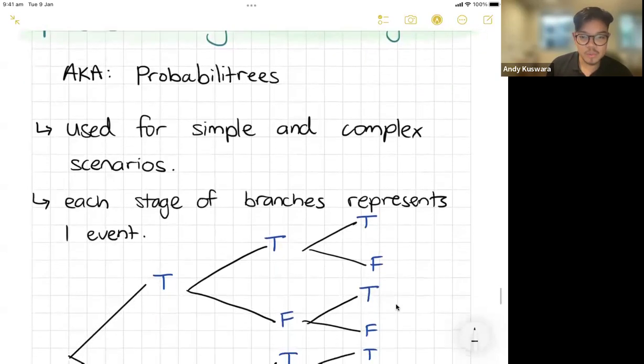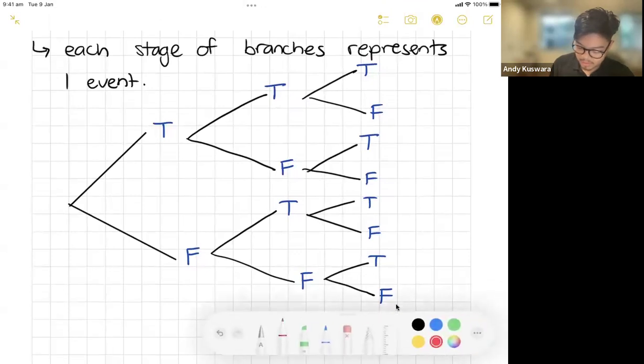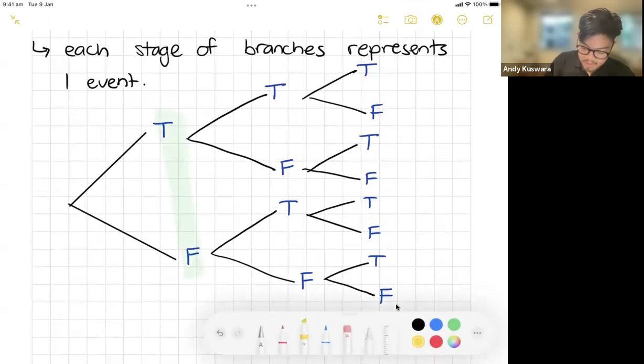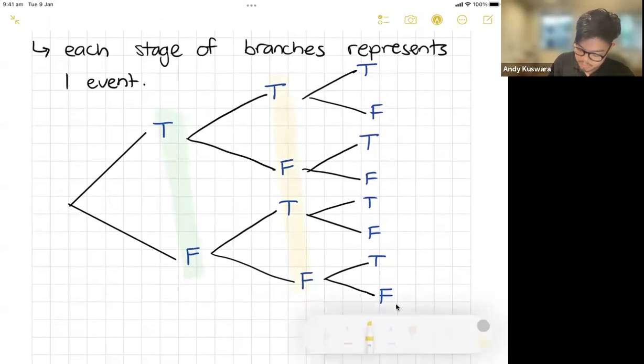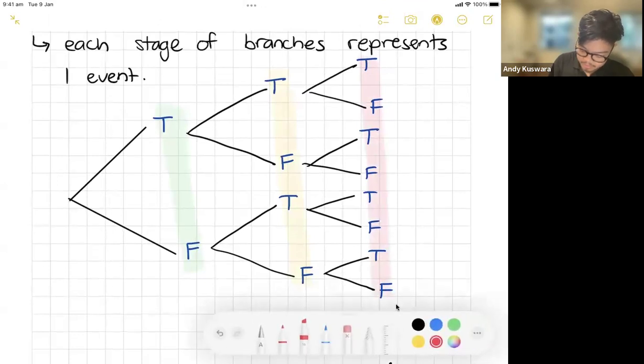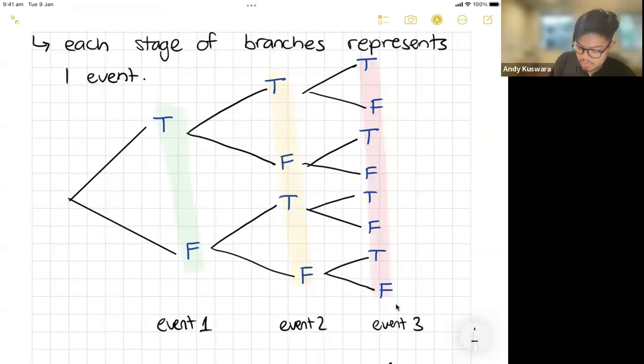The way that these trees work, I think we've touched on this before, but each stage of branches represents a single event. So for example, that's event number one. That there is event number two. And I'll pick another one. That there is event number three. Okay, so I'll write this down. This is how a tree works. So those are your different events. They line up on the vertical.